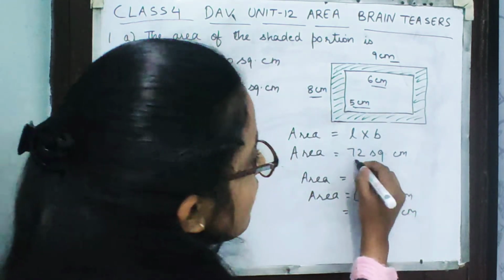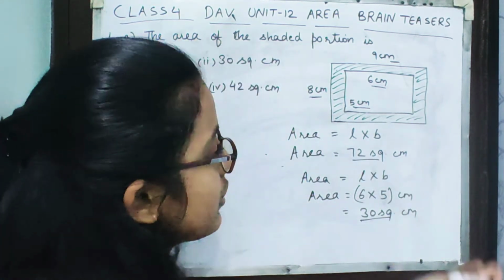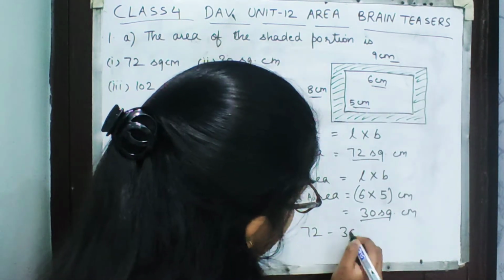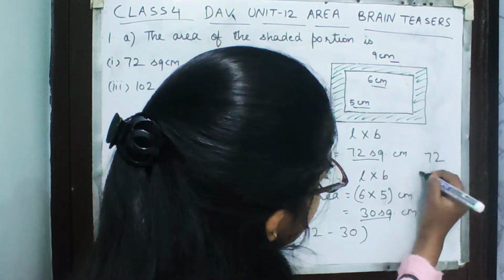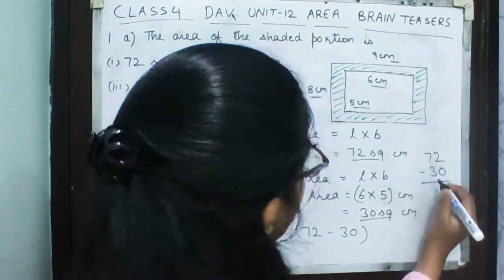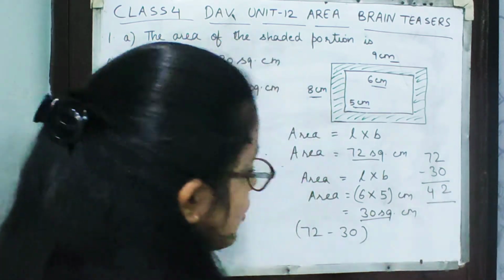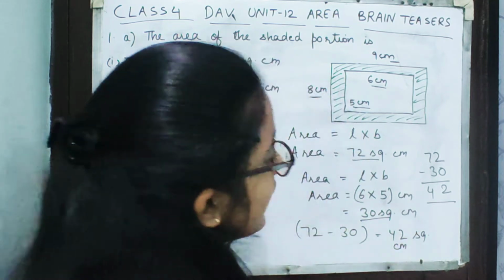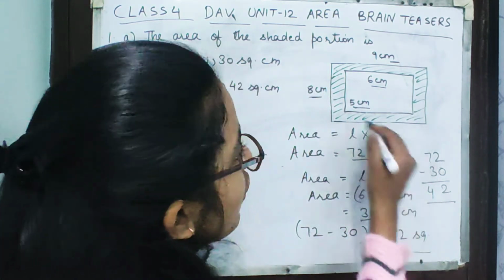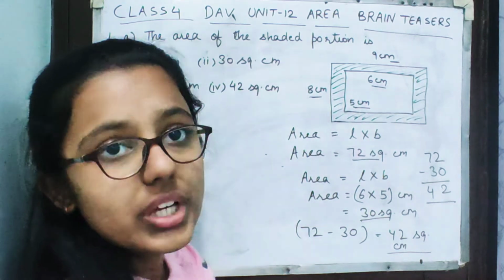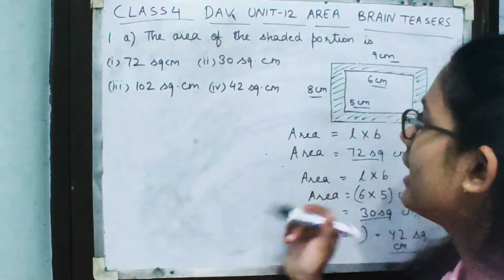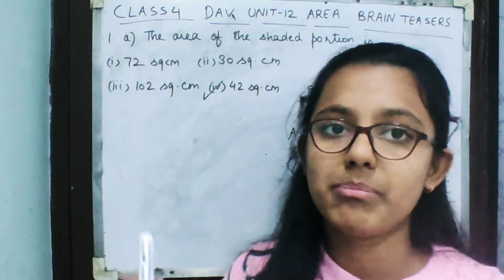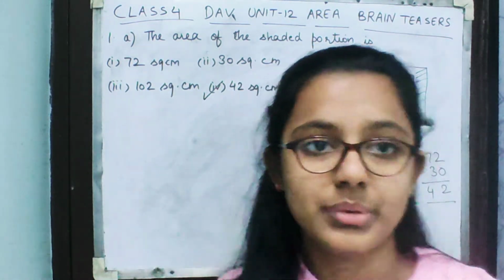So we have 72 and 30. We'll subtract these, so we'll get the area of the shaded part. 72 minus 30, what are we left with? We'll get 42. So our answer is 42 square centimeter, and this is the area of only the shaded portion. So our correct answer is the fourth one. So we have completed our question 1A part. Let's move on to our next question now.